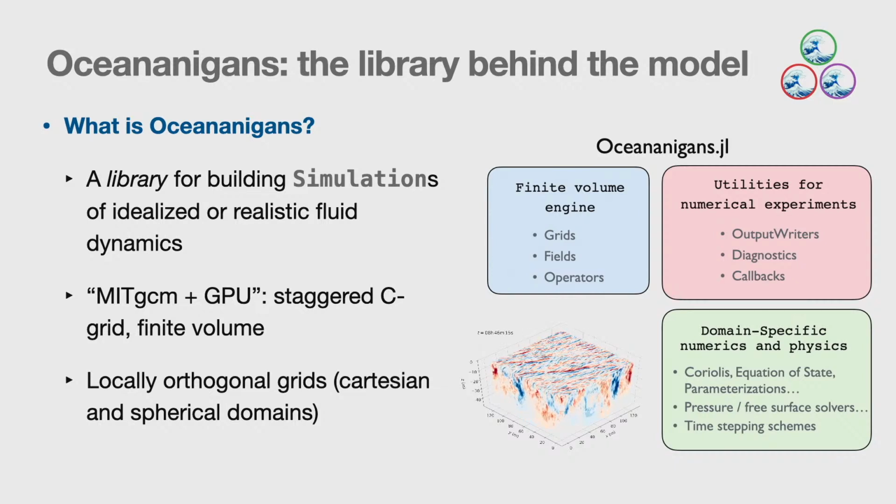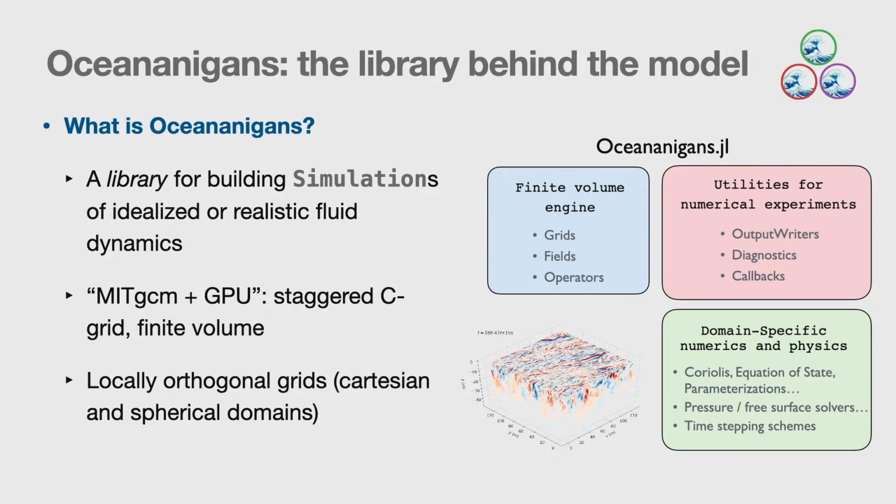So the blueprint for Oceananigans at the beginning was the MIT GCM that Gael presented before. So like the MIT GCM, Oceananigans also works in a finite volume framework on a staggered C grid, meaning that the velocities are at the face of the cell while tracers are at the center.